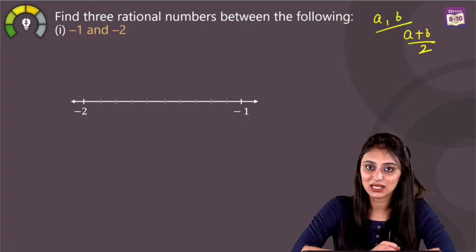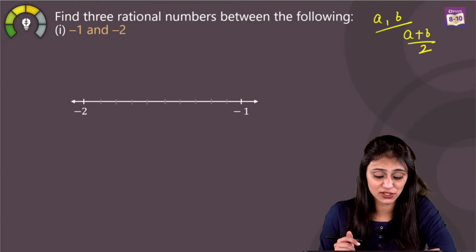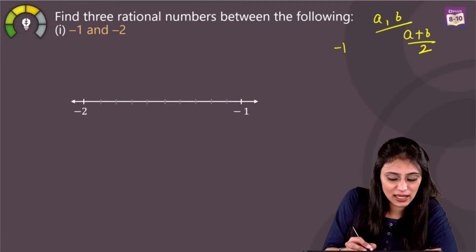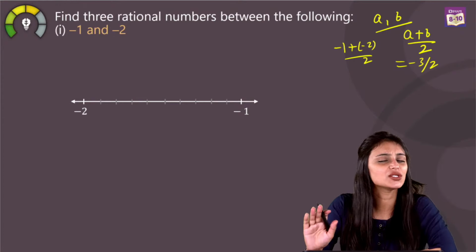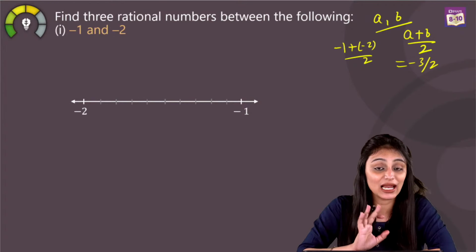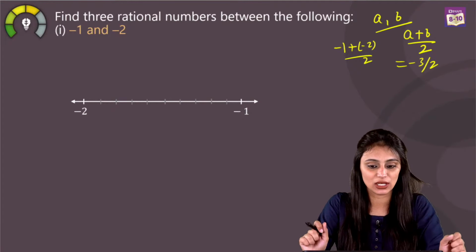You get (a plus b) by 2. Let's suppose I need a rational number between minus 1 and minus 2. So simply I can add these numbers up and divide that by 2. I get minus 3 by 2, which is nothing but minus 1.5. It will lie on this number line, right? Similarly, you can look for the other rational numbers as well.